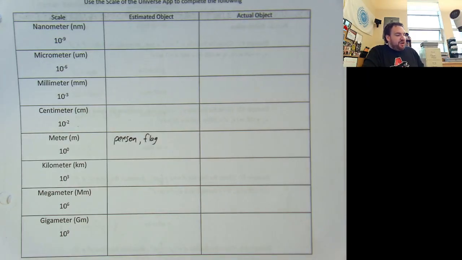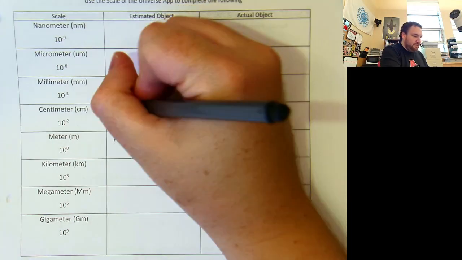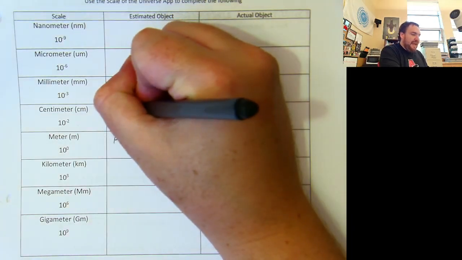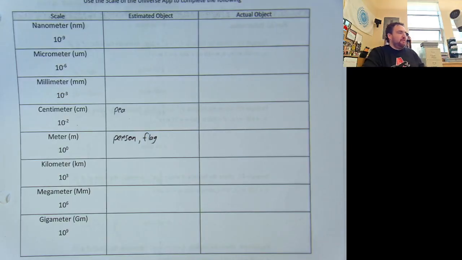How about objects on the... Should we go big or small first? Let's go small. The centimeter scale. What kind of objects would you reasonably measure as a centimeter? And a centimeter is like yay big. You guys have all seen a ruler before? Yes. A pea. P-E-A, not P-E-E. You betcha. P-E-E, we measure in milliliters or liters. A pea. Okay, cool. What else?